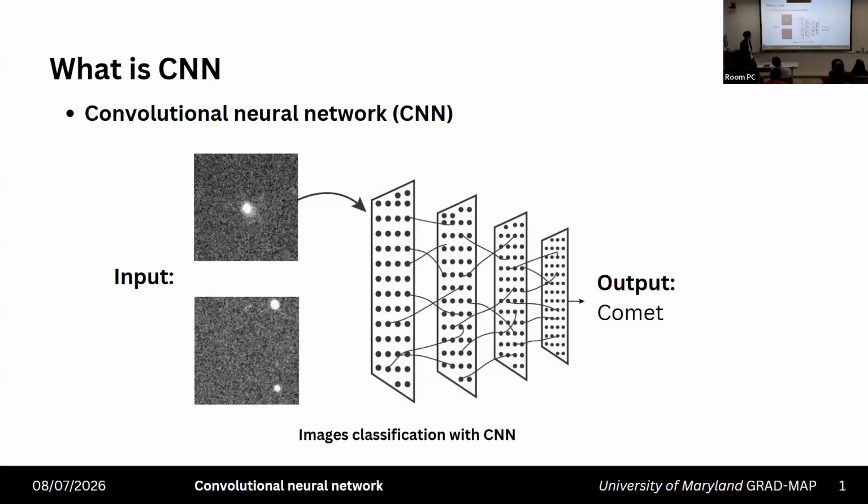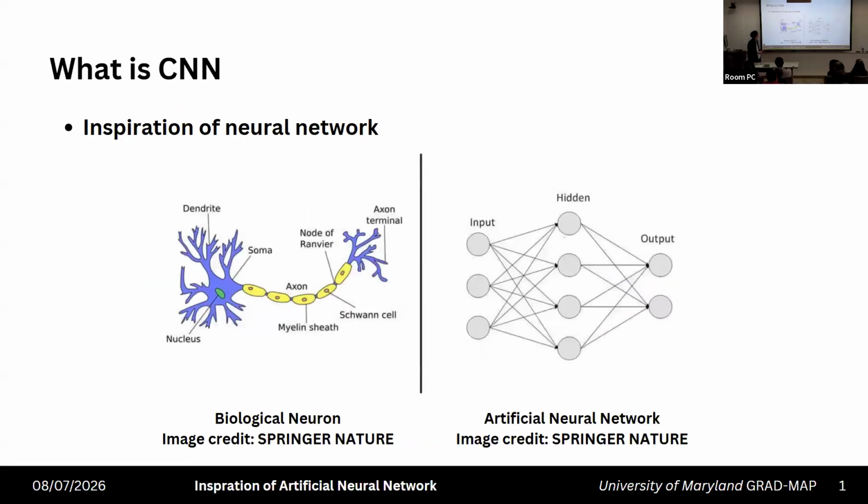So, for example, if I put this image in, it cannot recognize a comet because there's no tail. No, it has a bright source, but it has no tail, so it will classify it as not a comet.